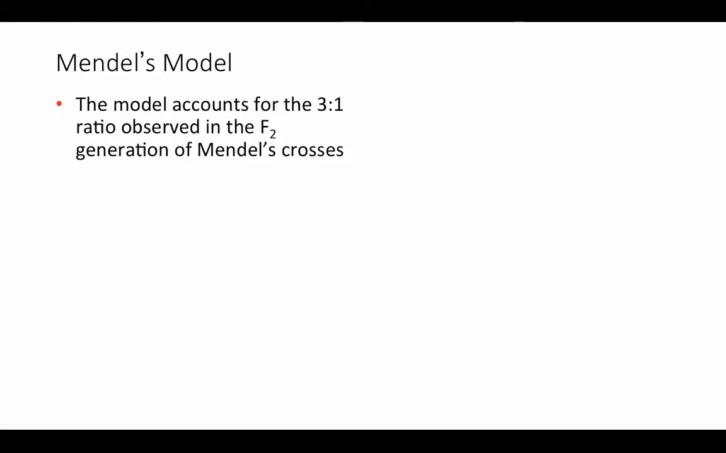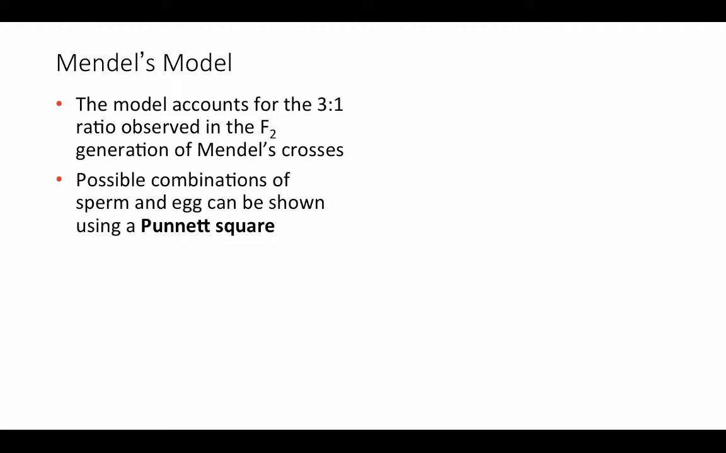So this model accounts for that 3-to-1 ratio observed in the F2 generation of Mendel's crosses. This is the reason he was able to come to this conclusion, because this is the solution that gives you that 3-to-1 ratio. So let's take a look at how. The possible combinations of sperm and egg can be shown using a figure called a Punnett square. And so we'll build up to exactly what that is.